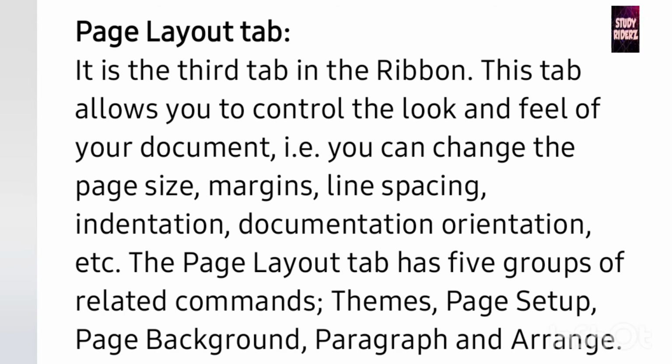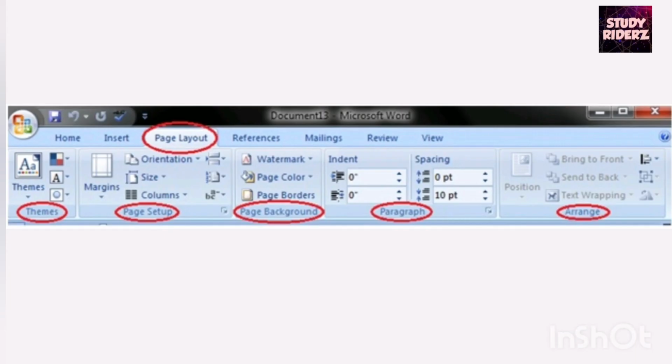This page layout tab has 5 groups of related commands. So the commands are themes, page setup, page background, paragraph and arrange. So these are the commands of page layout tab. You can click any one of it and you can add the feature of page layout tab. So this is the image and its 5 menus.